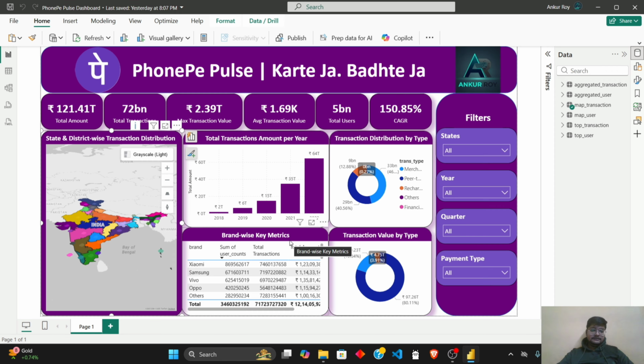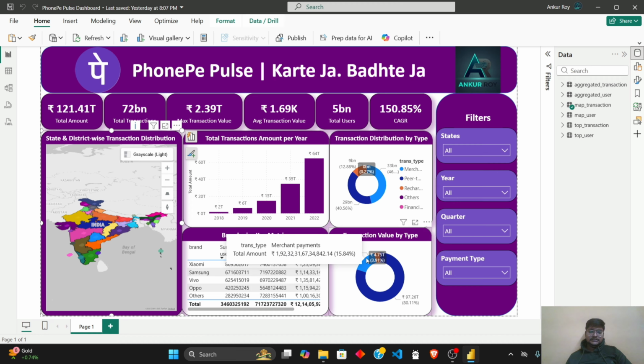Next, we have the brand-wise key metrics table showing the total users, total transactions and the total transaction amount. Brands like Xiaomi, Samsung, Vivo and Oppo dominate in terms of smartphone users for payments. This is extremely useful for understanding device-based adoption. This indicates that mid-range Android devices are driving the highest volume of transactions in India.